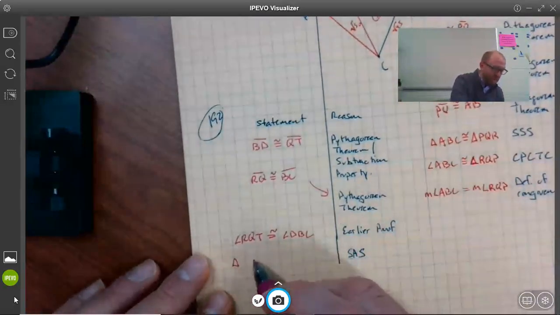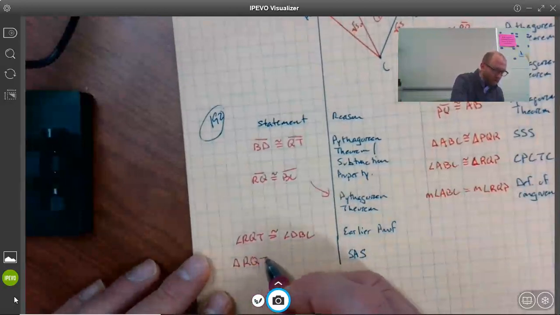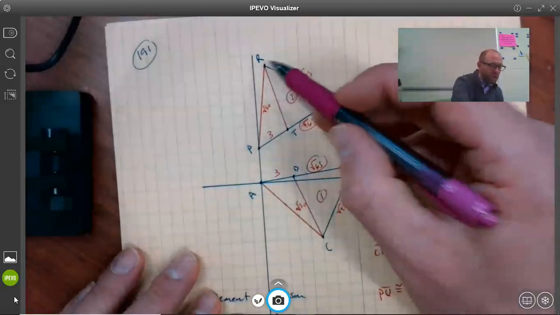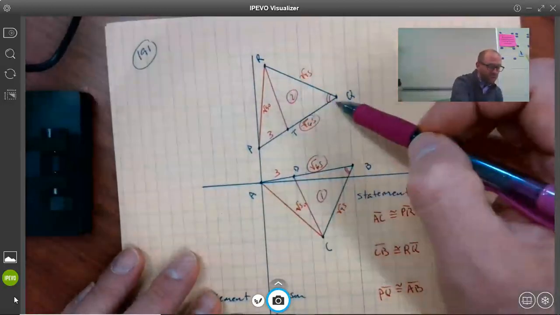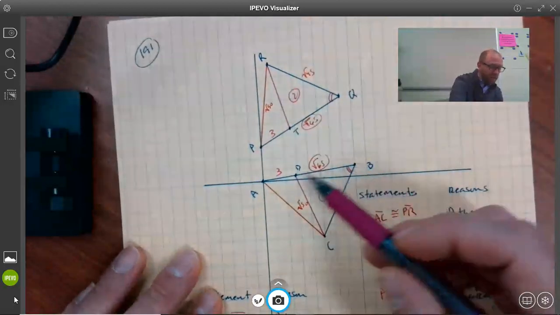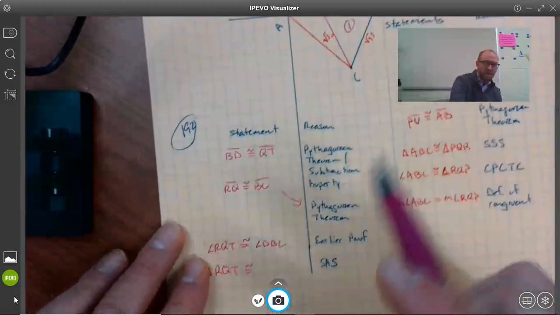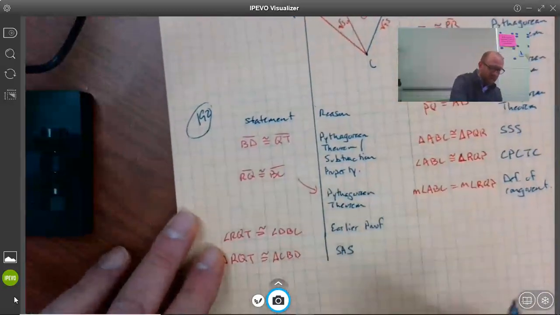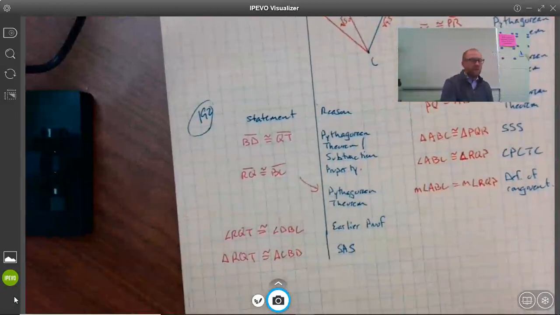Let's make sure we name them correctly. So that would be triangle RQT. All right, so if I go RQT, so it's down the square root of 45, and then around the angle, so it'd be CBD going in the same direction. Triangle CBD.